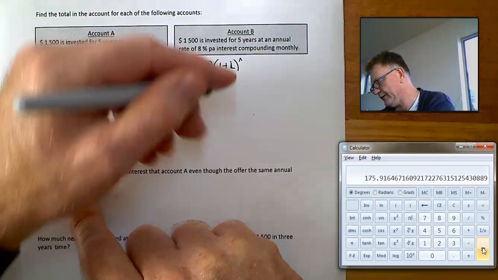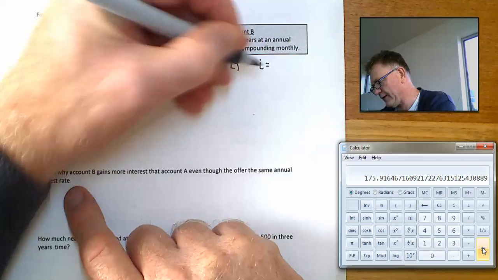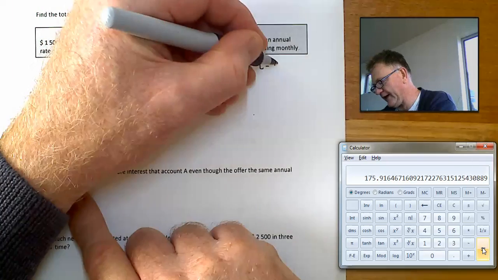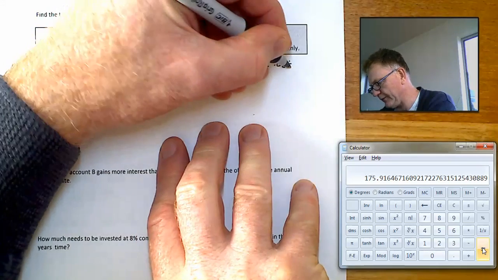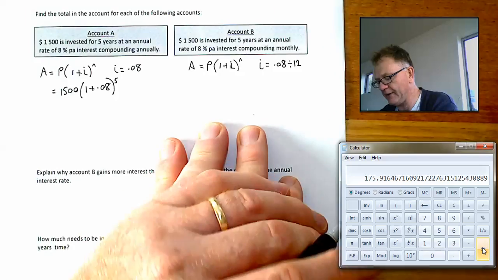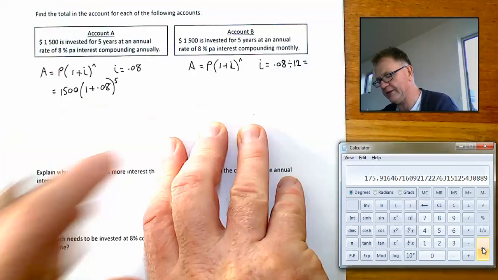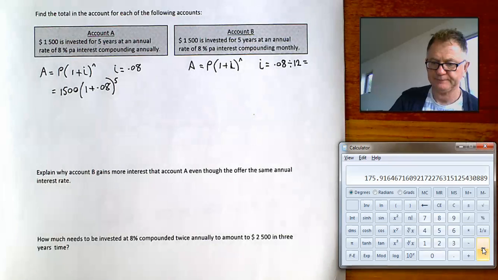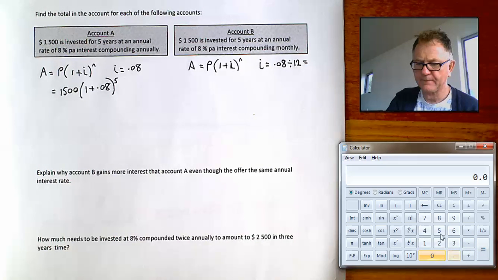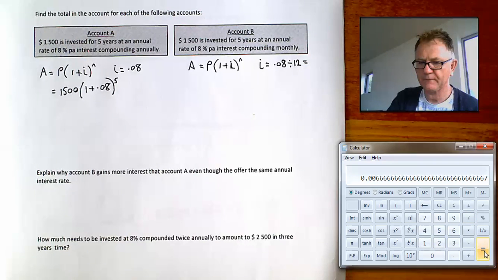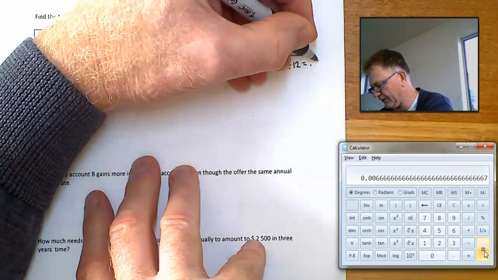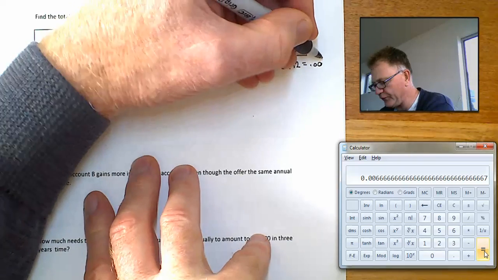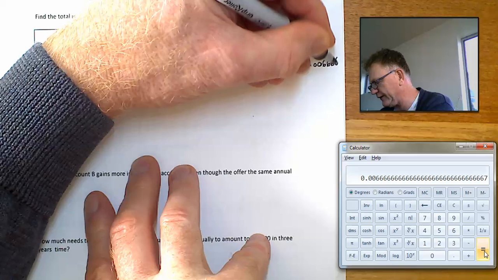In the other case, work out I. 0.08 is the annual interest rate as a decimal, but this time I'm going to have to divide by 12 because it's being added every month. Every month they'll give me 1/12 of the interest. Work that out before we start. 0.06666666.